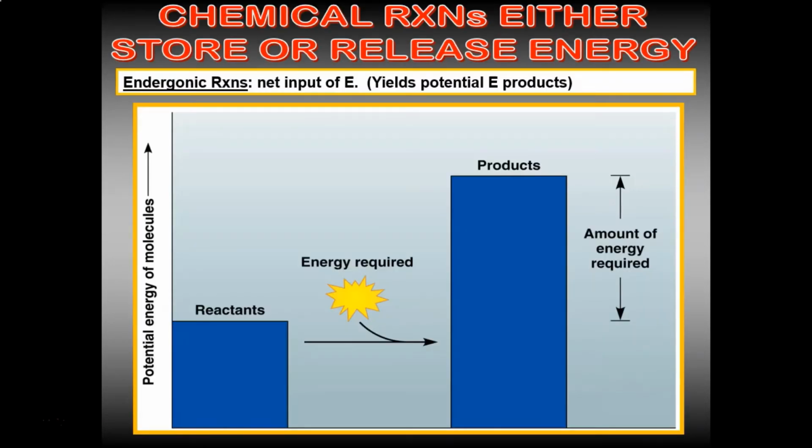So, as we keep going here, chemical reactions either store or release energy. You remember we were talking about exothermic or endothermic before. That's just talking about the heat energy. This is talking about the total energy. As you go on, you'll learn about Gibbs free energy and total energy of a system and things like that.